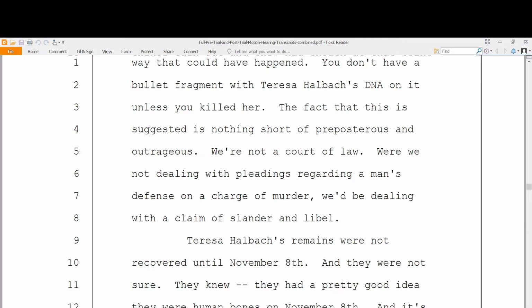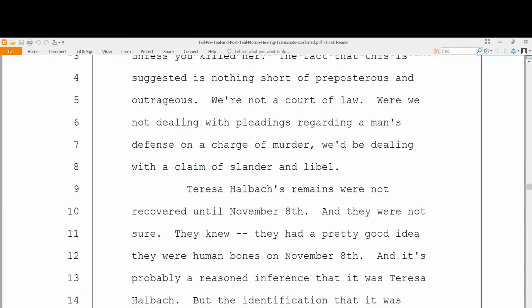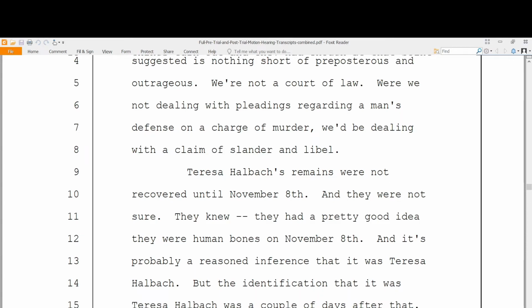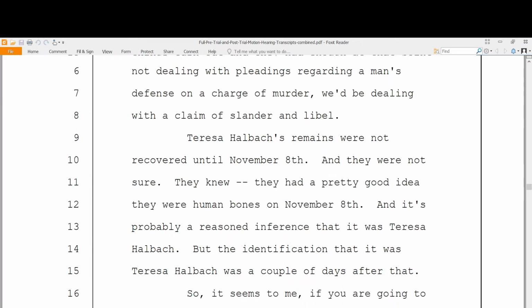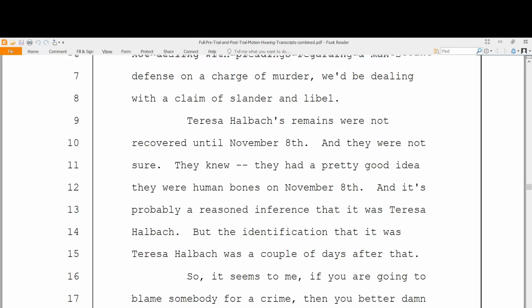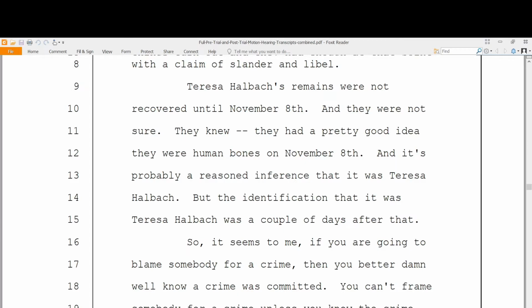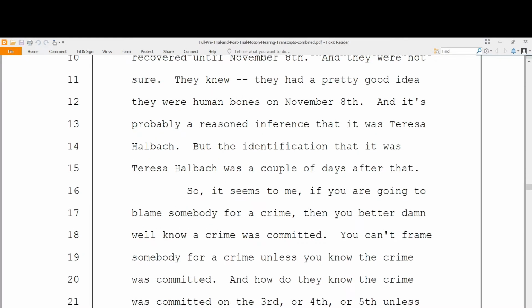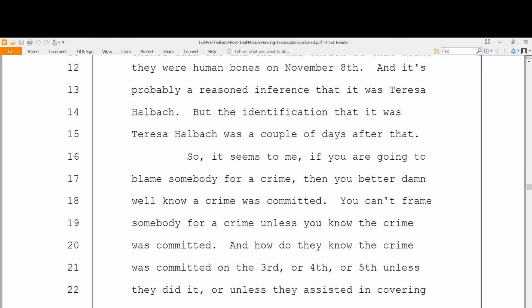We're not in a court of law. We're not dealing with pleadings regarding a man's defense on a charge of murder. We'd be dealing with a claim of slander and libel. Teresa Halbach's remains were not recovered until November 8th, and they weren't sure. They had a pretty good idea they were human bones on November 8th, and it's probably a reasonable inference that it was Teresa Halbach. But the identification that it was Teresa Halbach came a couple of days after that.